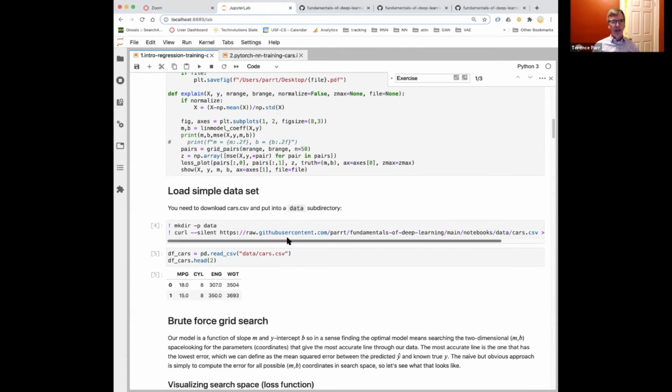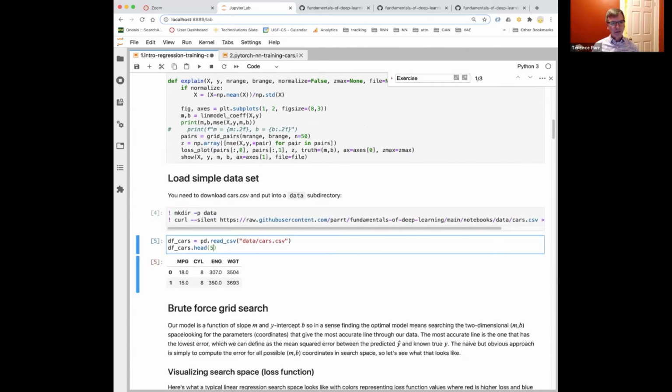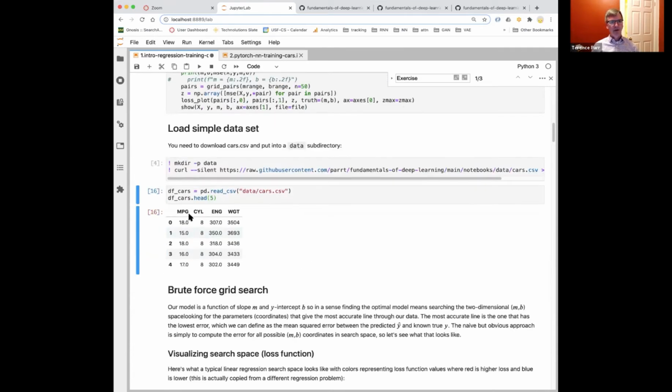Okay, so this data set for cars, you'll use this in the machine learning course, but I stuck it in here as well. You can see I'm just writing it into a subdirectory called data. And you can see that I've got cylinders, engines, and weight, and miles per gallon is what I'm going to use as my target most of the time.